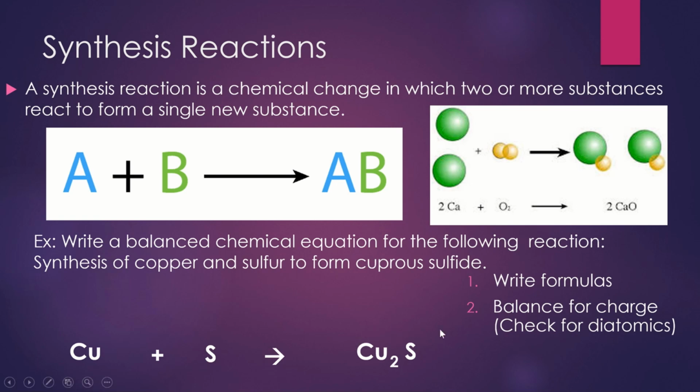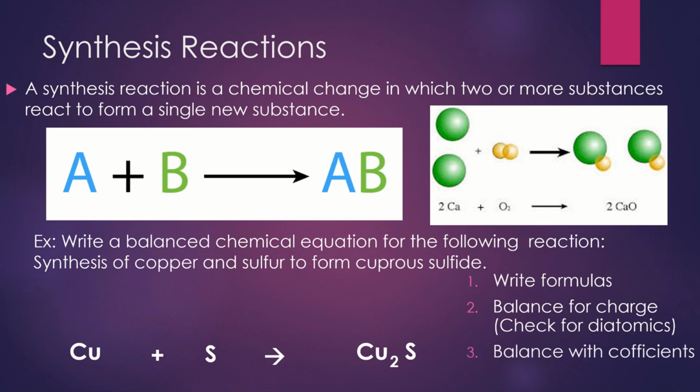It's not proper to have those charges there. That would imply that you have ions, and we don't. We have an ionic compound, not individual ions. So if you write your charges, make sure to erase them when you're done. All right, always check for diatomics. Copper is not one of the diatomics. Sulfur, elemental sulfur, is also not one of the diatomics. So no need to write a 2 behind either of those. I think we're good.